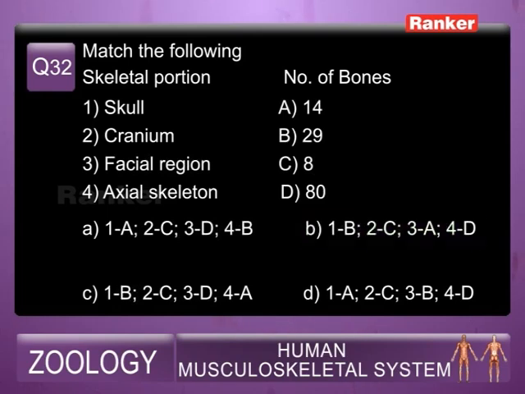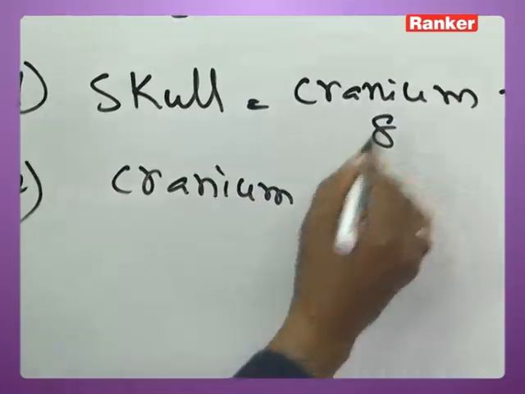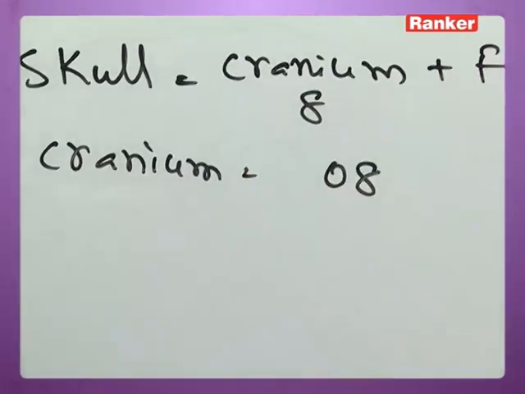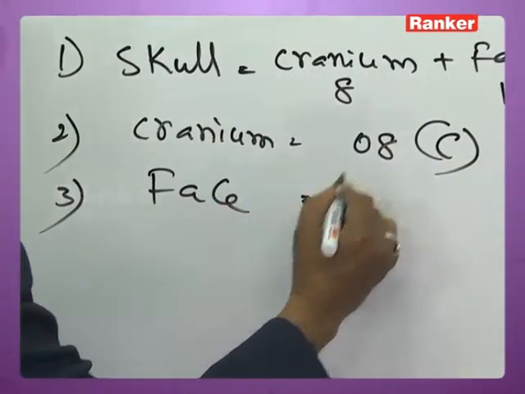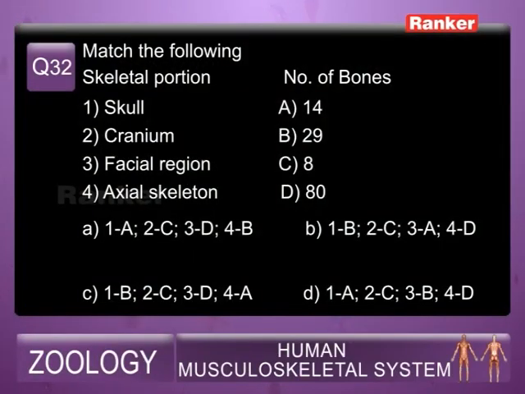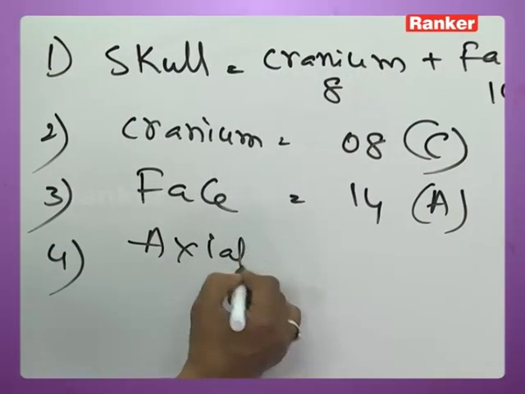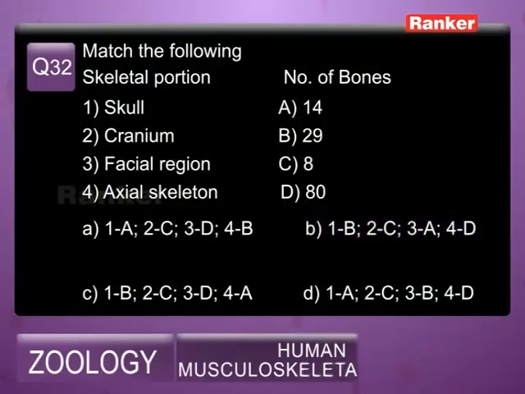Then I take the second one, cranium. I have written already 8 bones are present. So the option here is C. Next, 3, facial region. Here I have written already 14 bones are present. So the option here is A. 4, axial skeleton. In the axial skeleton of a human being, 80 bones are present. So the option is D.